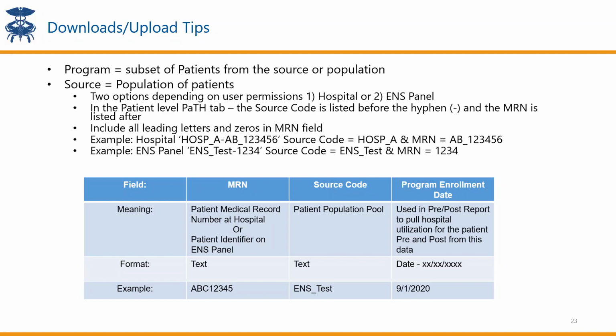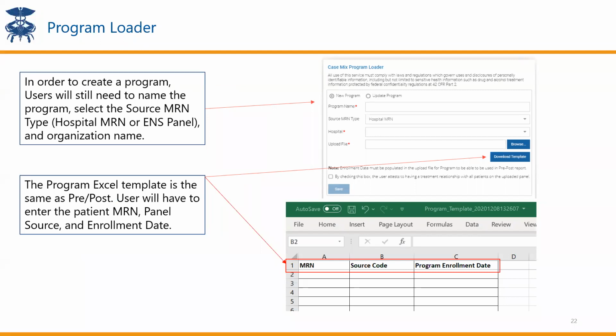And then at the bottom, I gave you examples of what the format type of the Excel file should be and what an example of those 3 variables would be. Once you fill out that template with the 3 variables, you can upload it to the program loader and view it not only in pre-post, but within the PaTH report as well, with that top selection bar.